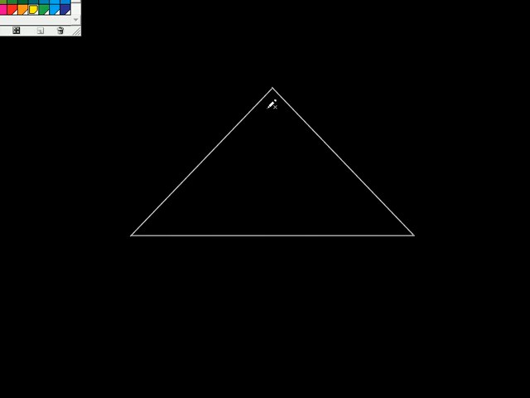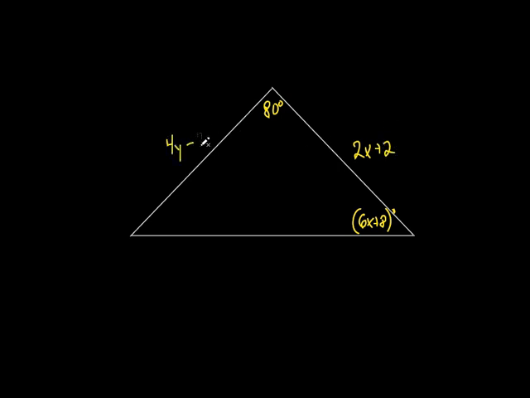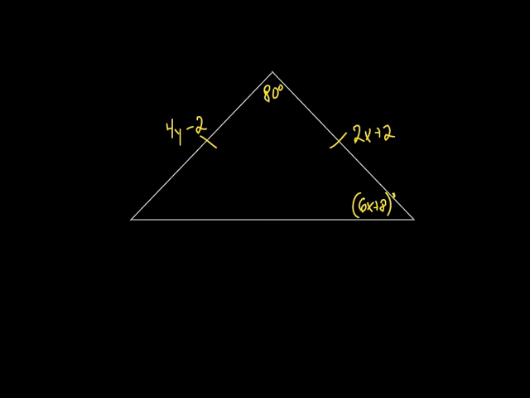Let's say this angle right here is 80 degrees. Let's say this angle here is 6x plus 8 degrees. That's that angle right there. This side is 2x plus 2, and this side is 4y minus 2. And they also tell you that this side is equal to this side. That's the information that they give you. And you need to solve for x and you need to solve for y.